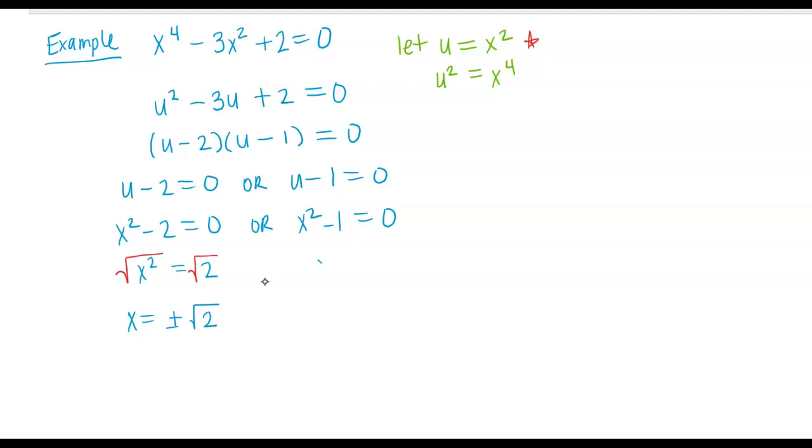For the next equation, I have that x squared is equal to 1. And again, take the square root of both sides, and I get that x is equal to either the positive or negative square root of 1, which is just 1. So my 4 solutions are 1, negative 1, square root of 2, or negative square root of 2.